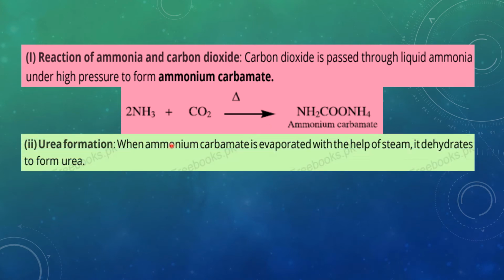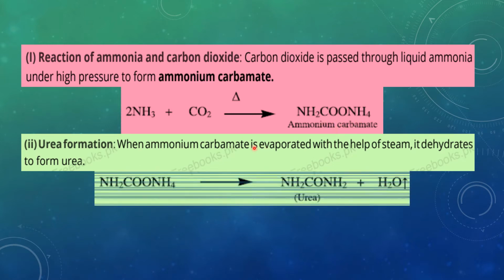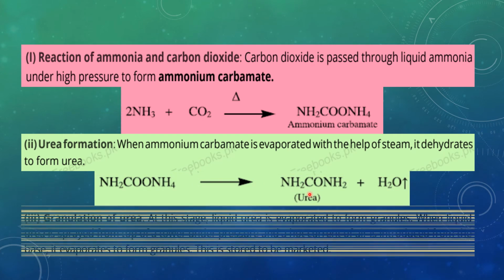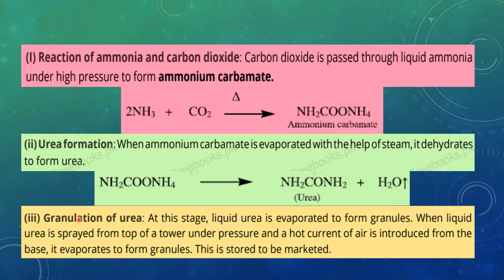In the second step, this ammonium carbamate is evaporated with the help of steam. So this ammonium carbamate will dehydrate to form urea. Water molecules will be removed or released from this ammonium carbamate, and then it will change into urea. And in the last step, granulation of urea takes place. Urea is changed into granules.